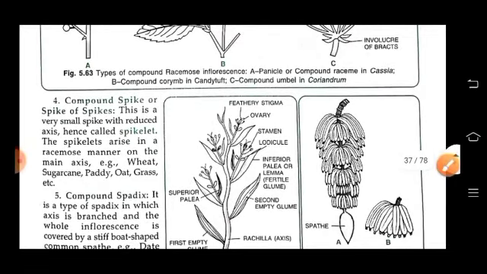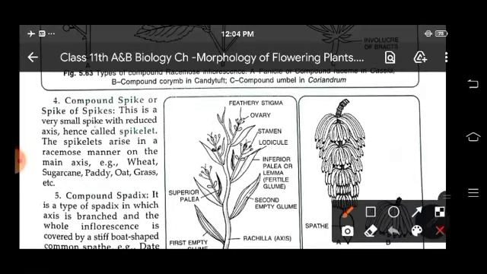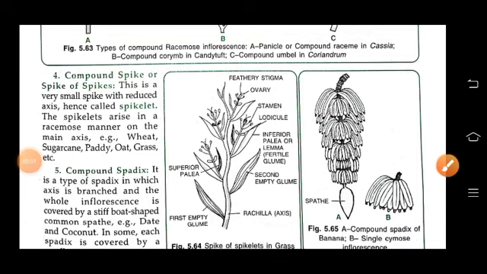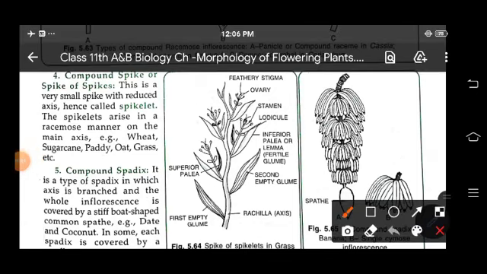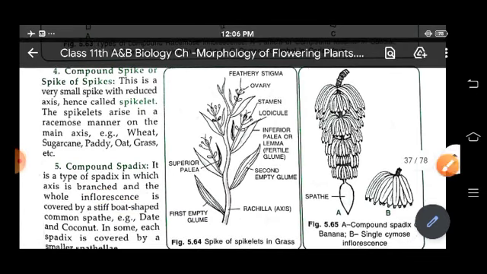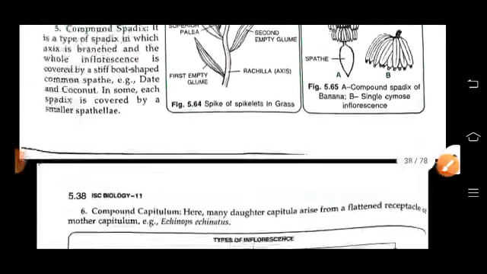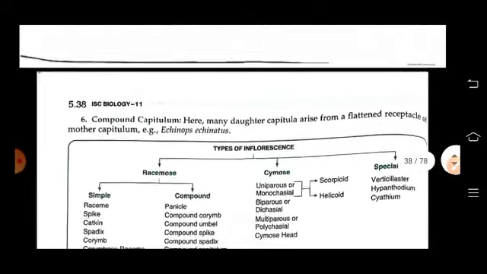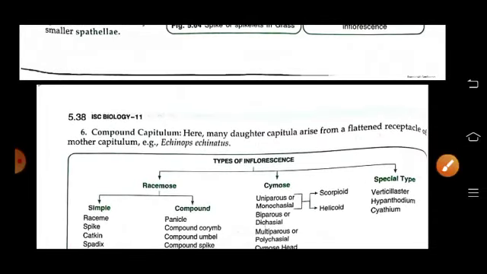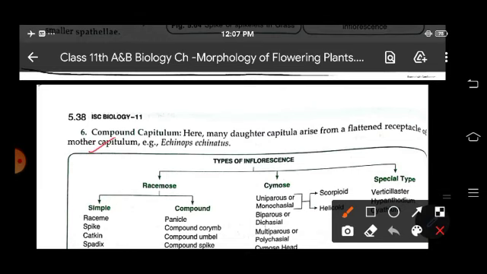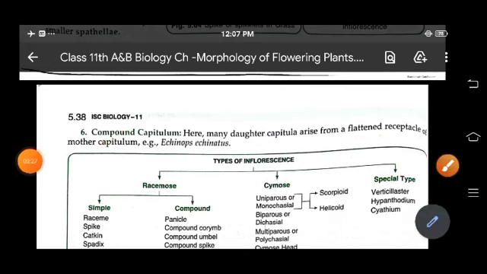Compound spike or a spike of spikes. It is a very small spike with a reduced axis called a spikelet. The spikelets arise in a racemose manner on the main axis, like in sugarcane or wheat. Now in compound spadix, it is a spadix in which the axis is branched and the whole inflorescence is covered by a stiff boat-shaped common spathe, like in date and coconut. In compound capitulum, many daughter capitula arise from a flattened receptacle of the mother capitulum.